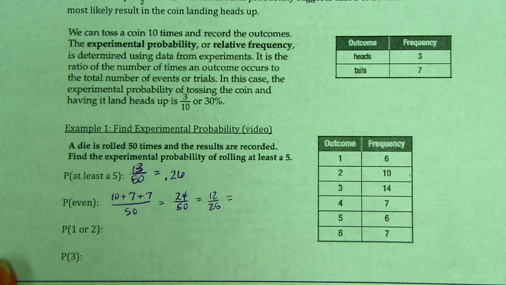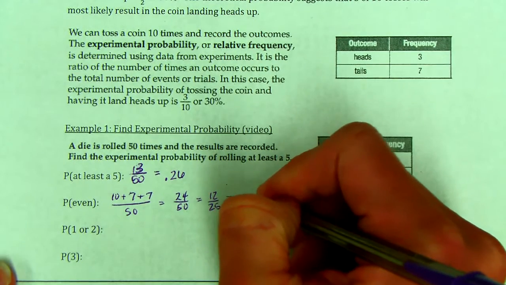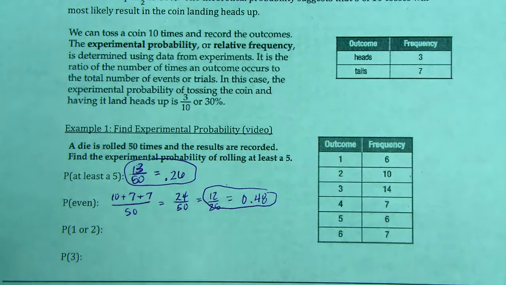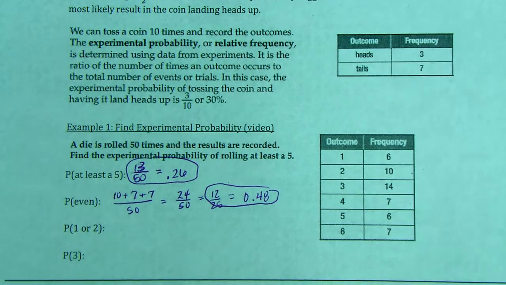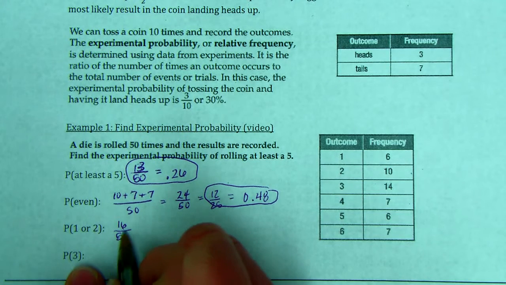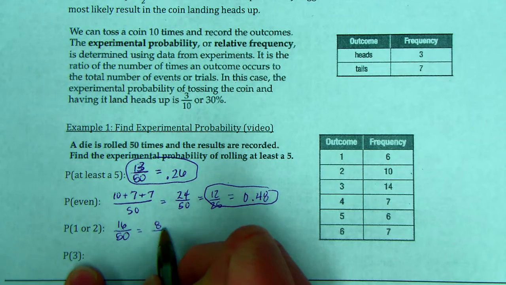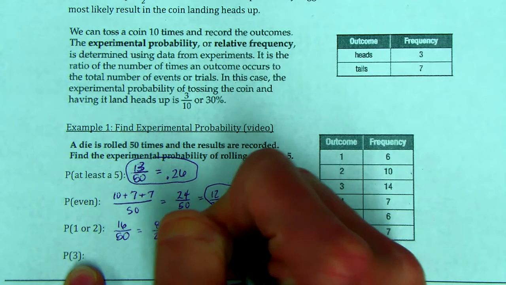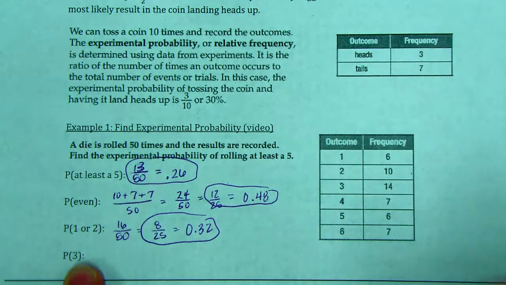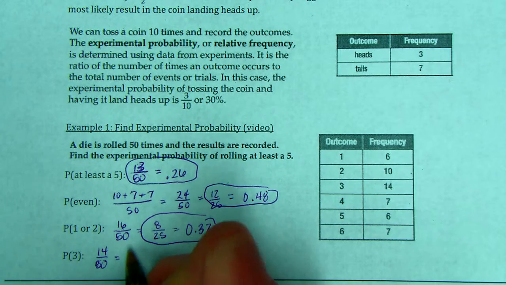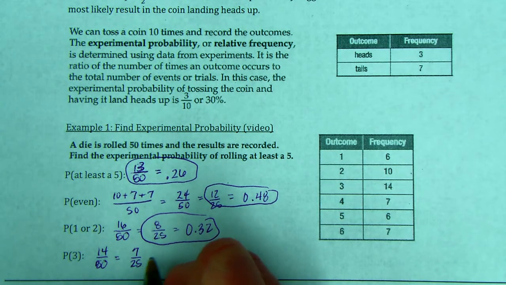Oops, sorry about that. 1 or 2, that means a 1 is acceptable or a 2 is acceptable. So 6 plus 10 would be 16 over 50. That one was going to be 8 over 25, which as a decimal is 0.32. And last one, just a 3. So 14 over 50, which is 7 over 25, which is 0.28. Yep, there it is, 0.28.